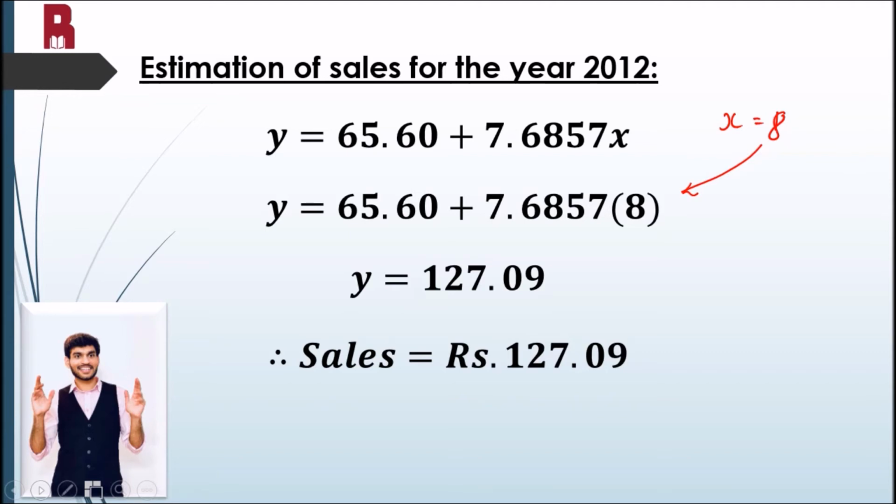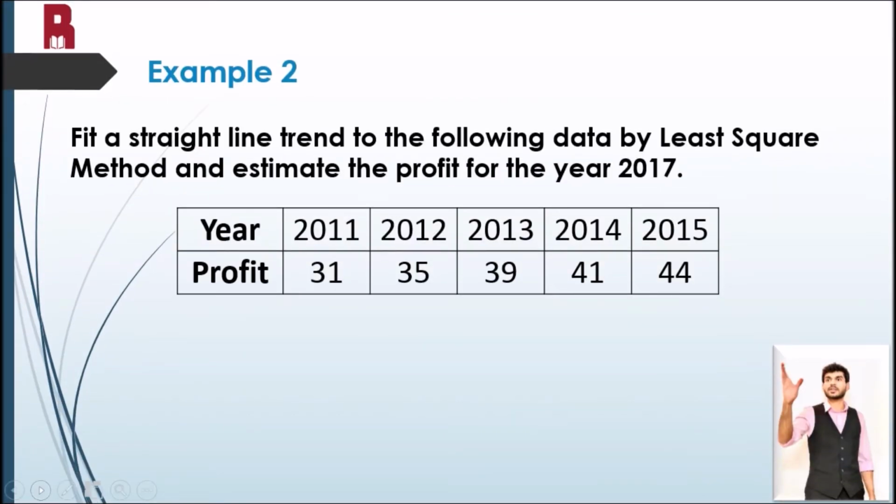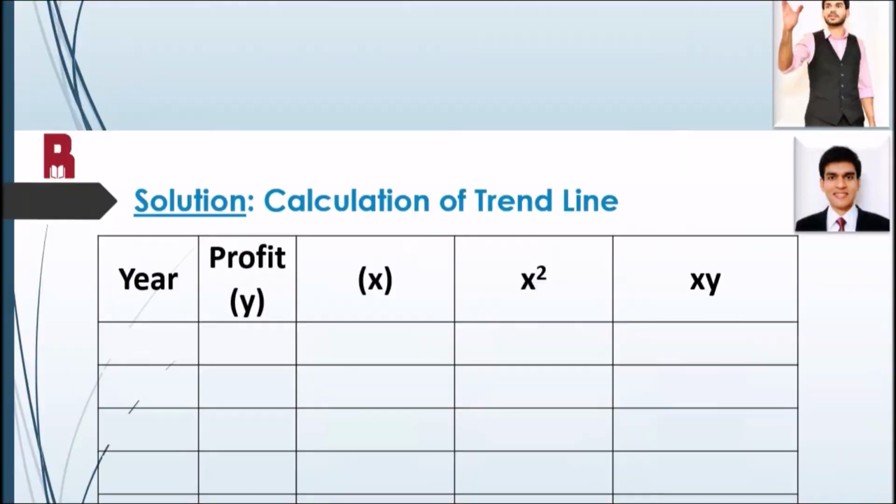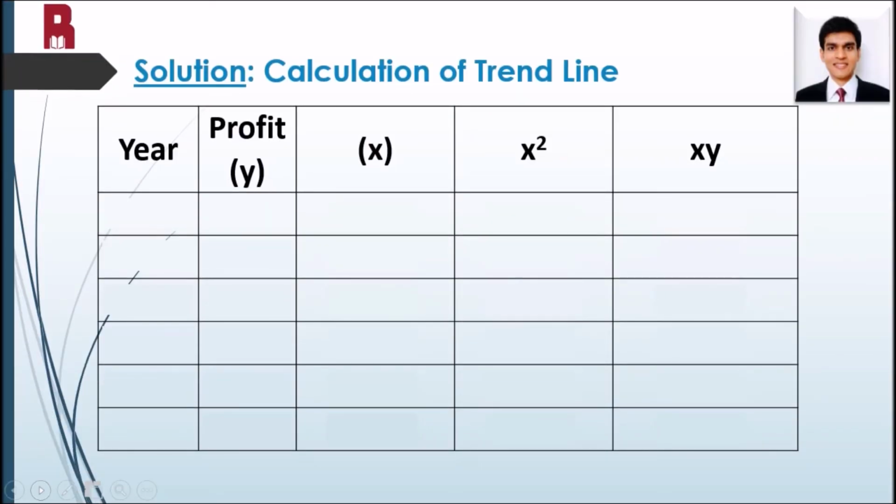Let's take another example to understand the same concept. Let's say the data given is as follows. They are asking us to calculate the trend by least square method and also estimate the profit for the year 2017. So year-end profit for the years 2011 to 2015 are given. We will prepare the same table again for calculation of the trend line. Year-end profit will come from the question, and then we will calculate x, x square and xy.